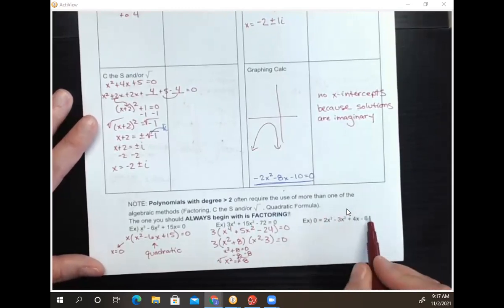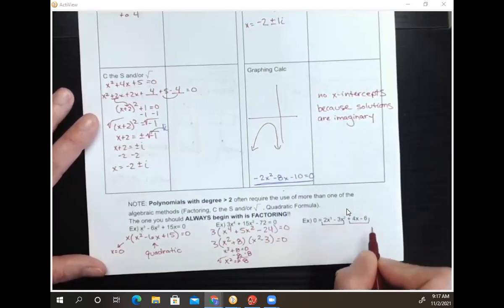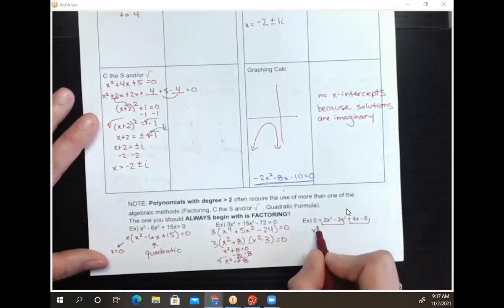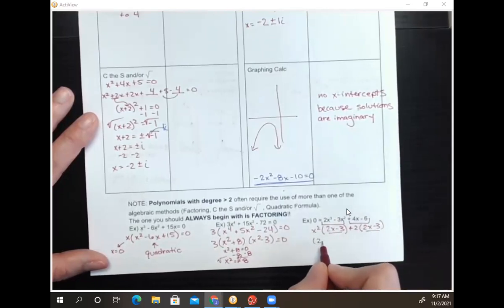And then for our final example, again, not a quadratic. So I'm going to have to start with something besides completing the square or quadratic formula. Since we've got 4 terms here, we could factor by grouping. I have a GCF of x squared. That would leave me with 2x minus 3. Here I have a GCF of 2. That would leave me with 2x minus 3. Remember, when you use grouping, your stuff in parentheses should always be the same.